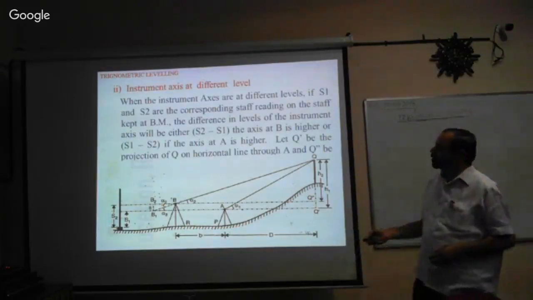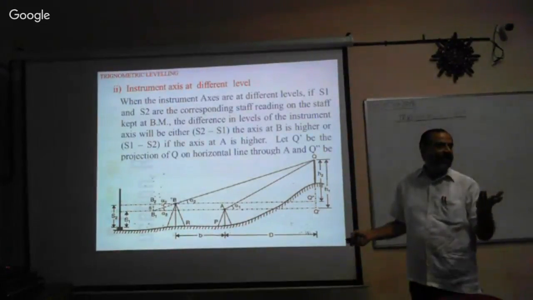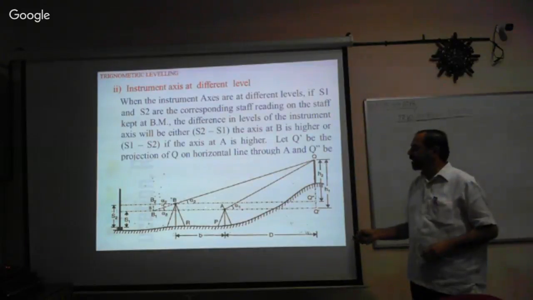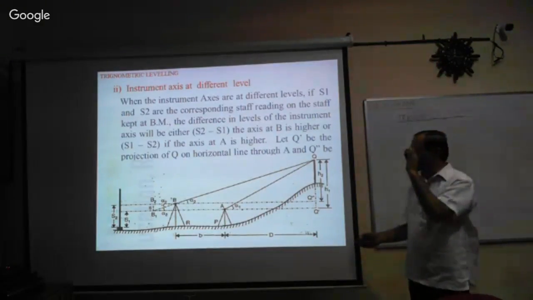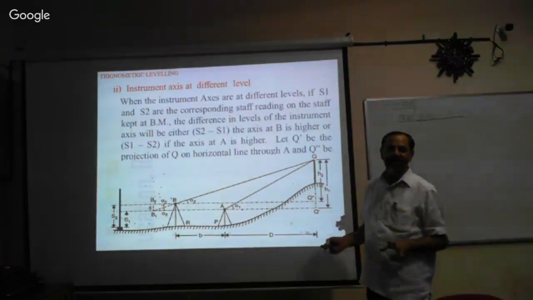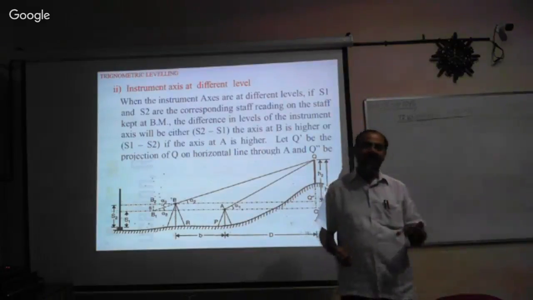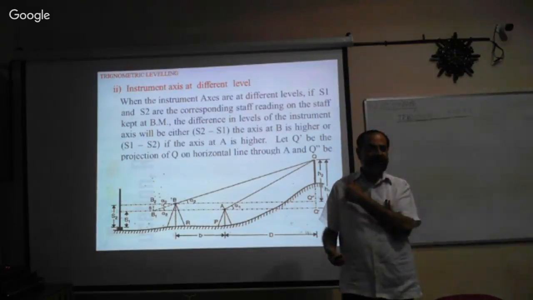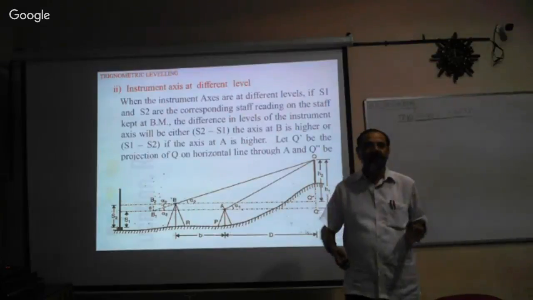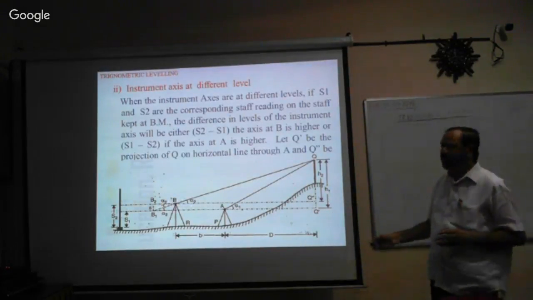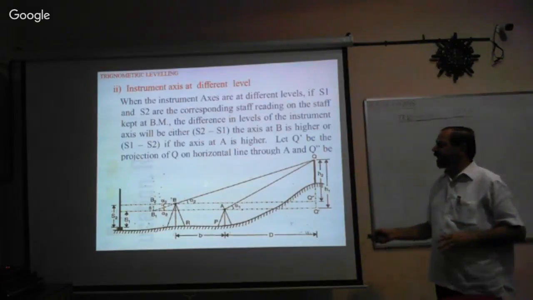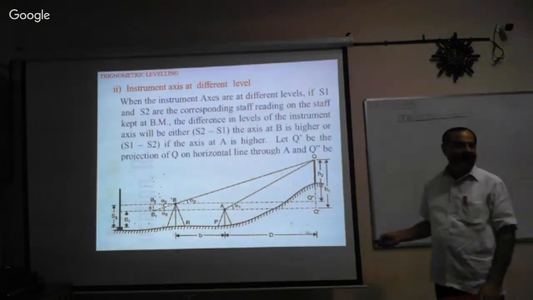So when you go to another situation, when the instrument axes are at different levels, now there is a small problem. If we solve this problem, our problem is solved, isn't it? Same method, whatever we have discussed now, same thing. The only problem here is the difference in the instrument axis. The instrument axis level is different.